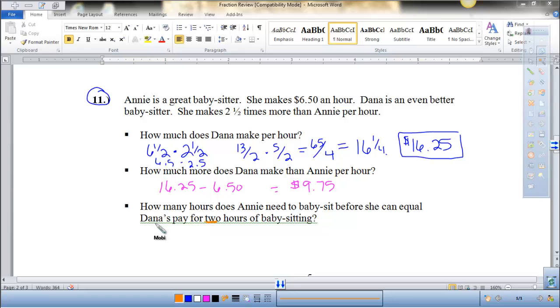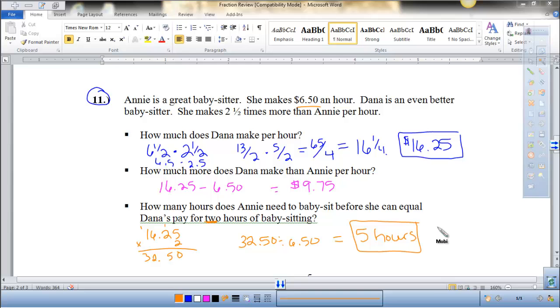And the last question says, how many hours does Annie need to babysit before she can equal Dana's pay for 2 hours? So if Dana babysits for 2 hours, we need to do 16.25 times 2, okay? And she will end up making $32.50. So if Dana makes $32.50, we need to divide that to see how many hours Annie needs. We need to divide it by her rate of $6.50 an hour. And when you divide that out, you will get that Annie needs to babysit for 5 hours. Because if we take 5 hours times $6.50, we will equal this $32.50. That's how you do number 11.